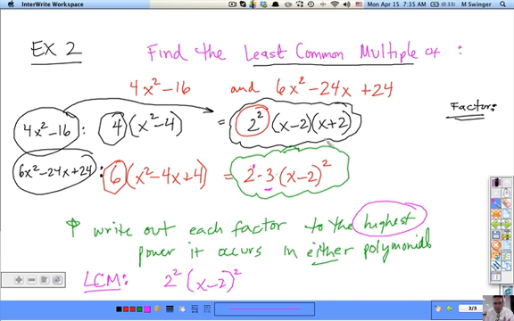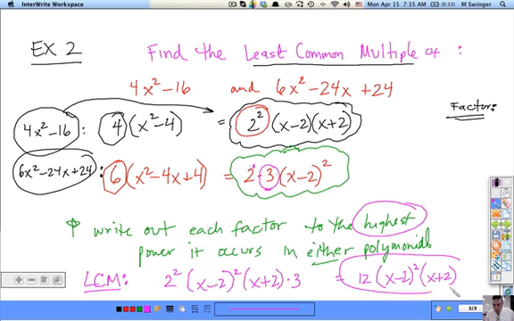And I see an x plus 2. I don't see any more x plus 2, so that's obviously the highest power, x plus 2. And lastly, I see a 3. I don't see any other 3, so 3 to the first is the highest power in here. So times 3. Now I'm going to clean this up, okay? So 2 squared times 3, that's 4 times 3 is 12, times x minus 2 squared times x plus 2. This is your least common multiple.